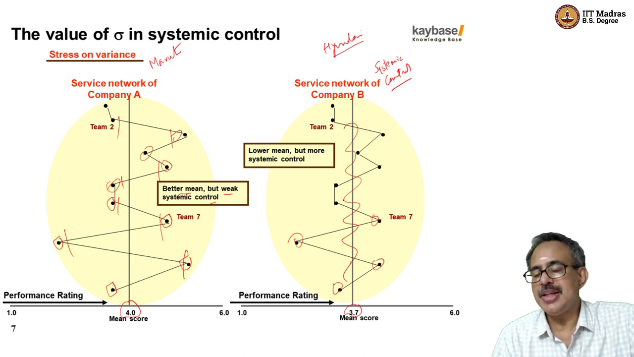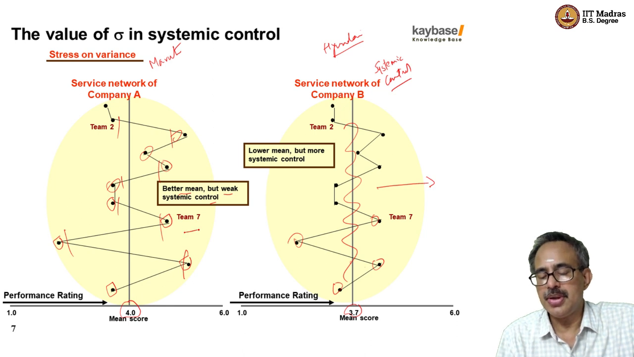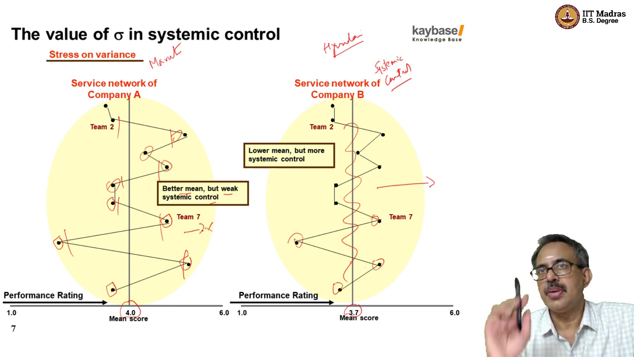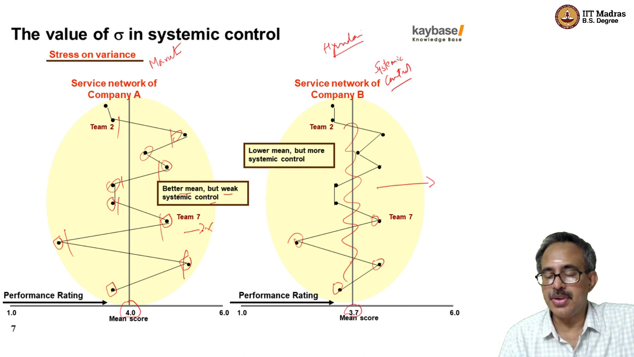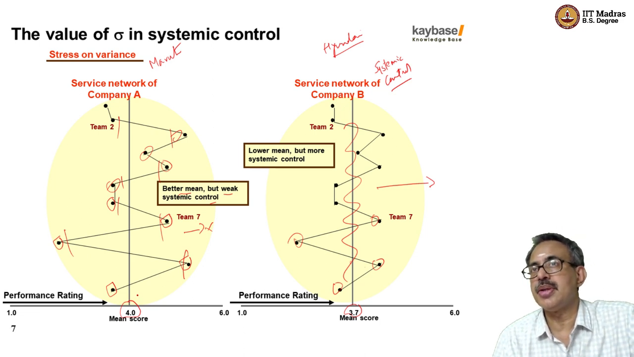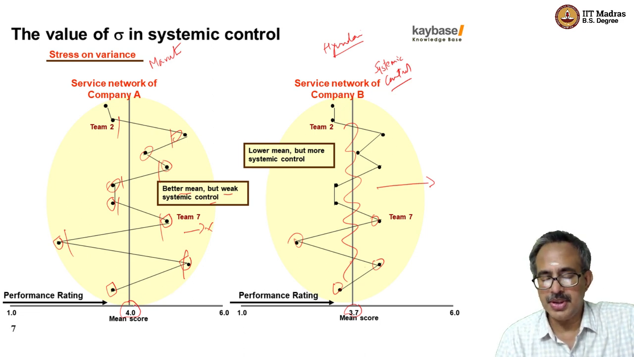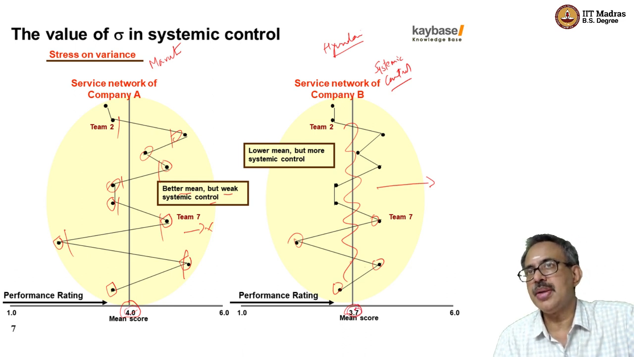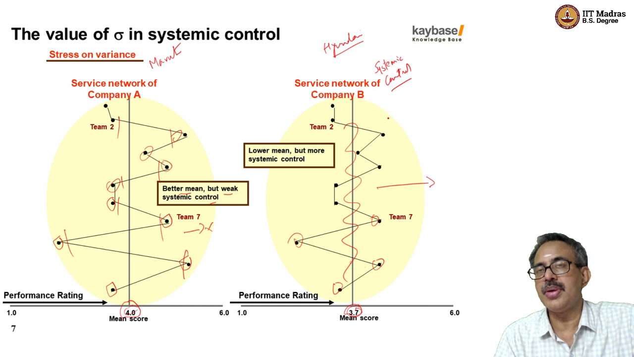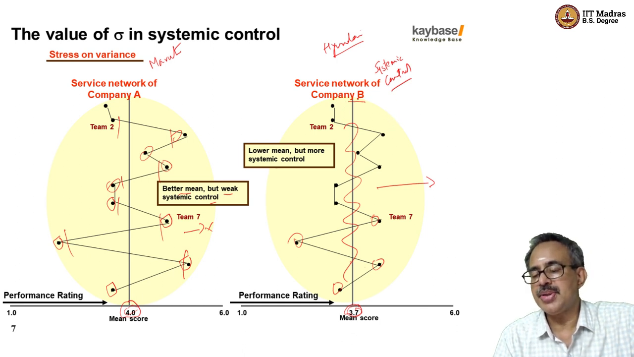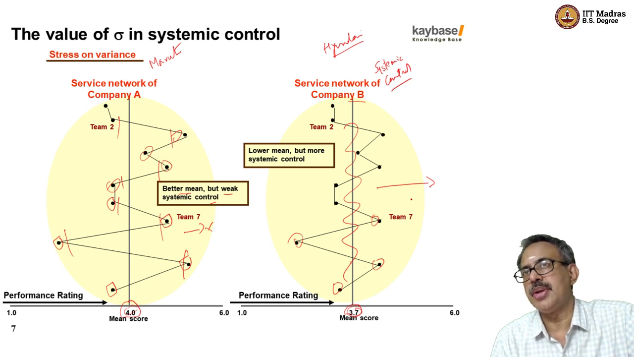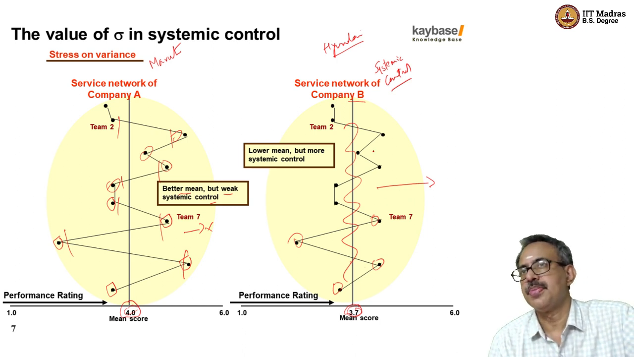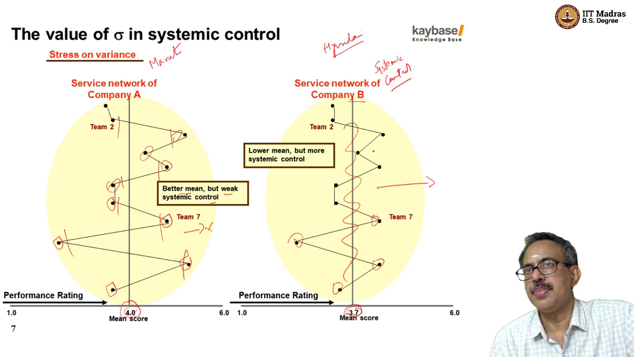Now, this means it is easier to improve this score than to improve that score. Let me repeat. I am not saying Hyundai is better than Maruti because of the standard deviation. Maruti's score is better. 4.0 is better than 3.7. I am only saying that the standard deviation being lower here in Hyundai, in company B, indicates that it's easier to improve the score here than it is for Maruti. Nothing else. Let's go forward.